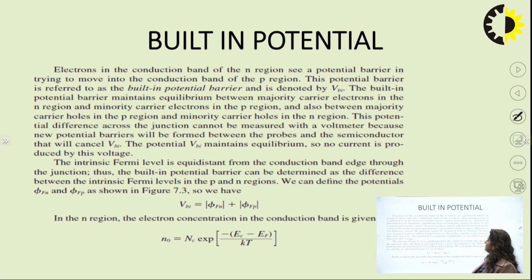So we have discussed what the built-in voltage is. We can calculate the built-in voltage with the help of the work function, that is the work function in the N region plus the work function in the P region. The summation of the work functions will give you the value of the built-in voltage. Or we can calculate the electron concentration, which is n0 equal to Nc exponential minus (Ec minus Ef) by kT, because in the case of the N type semiconductor, we have the Fermi level just below the conduction band. That's why we have taken Ec minus Ef.